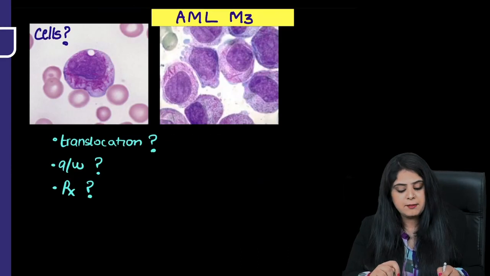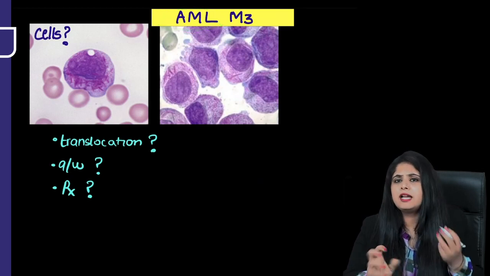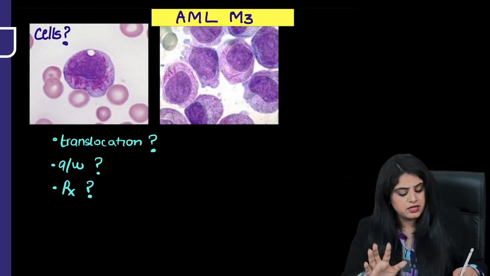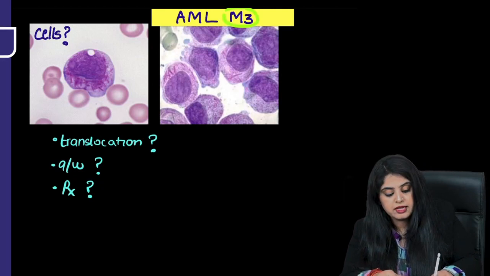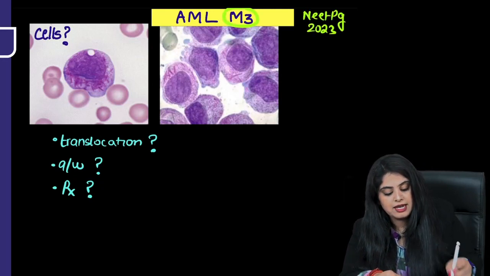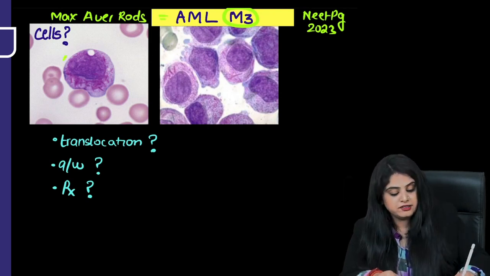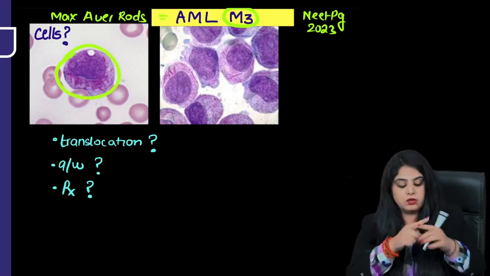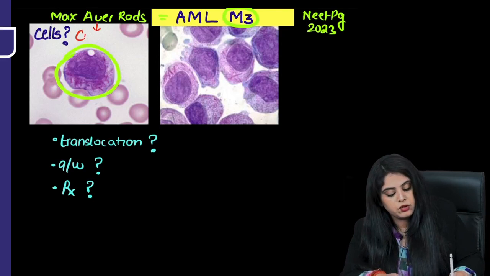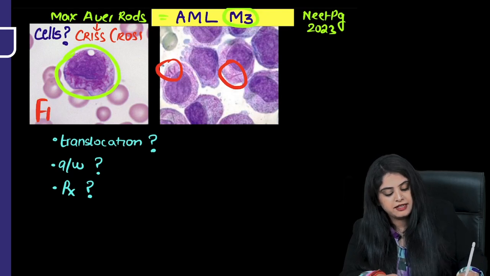What will you see in AML? Of course, AML means myeloid, myeloblasts means Auer rods. But here I am showing you a very important type called AML M3, NEET PG 2023 question. Which AML has the maximum Auer rods? The maximum Auer rods are going to be seen in AML M3, and you can see these Auer rods are not just there, they are crisscrossing. So please remember, these Auer rods will be seen in a crisscross manner. What are these cells? They are referred to as the faggot cells.